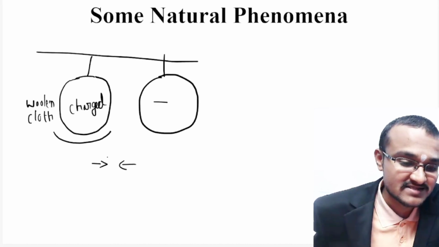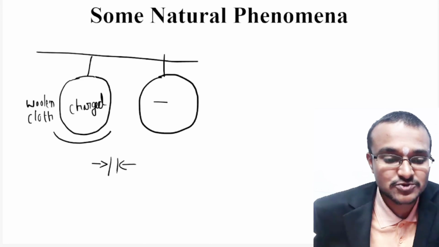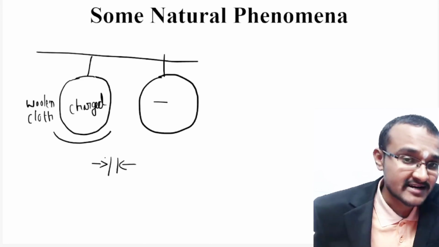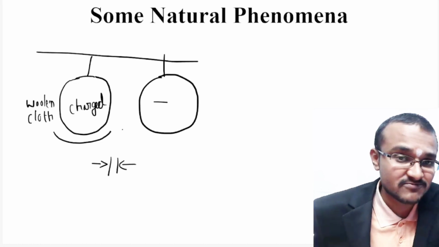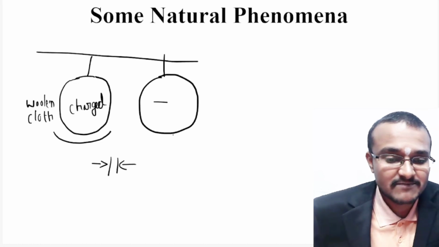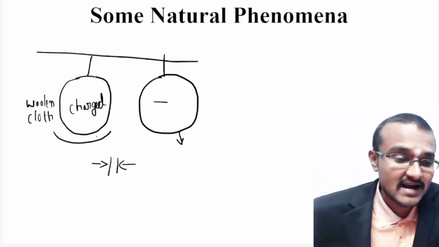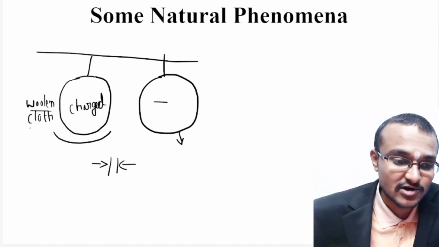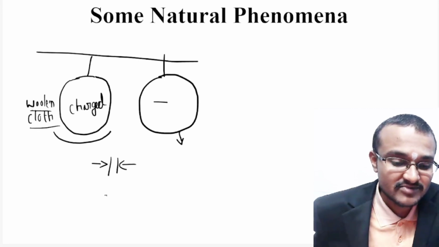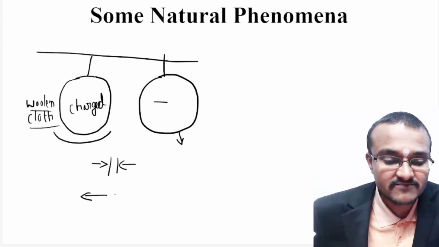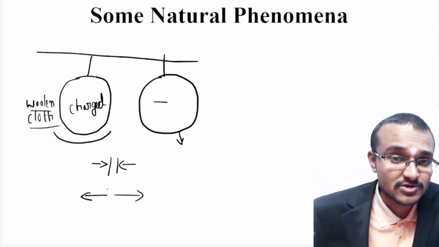So that's why you can see there is an attraction between these two balloons. Now if you continue this experiment and rub both these balloons with woolen cloth, for example, if you rub this second balloon and this first balloon also with woolen cloth, then you can see there will be a kind of repulsion happening between these two balloons.